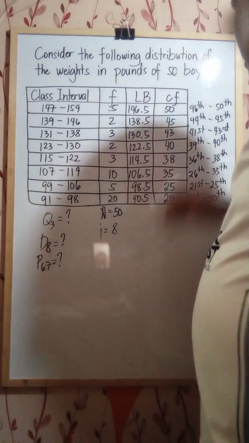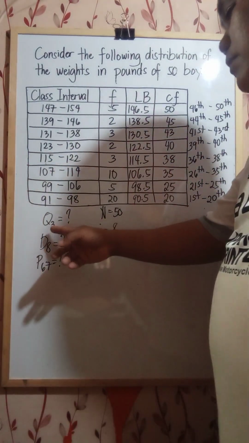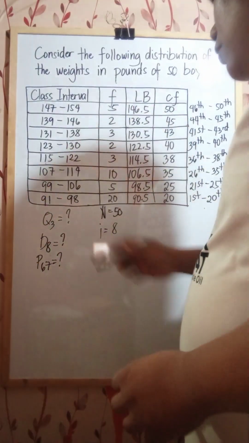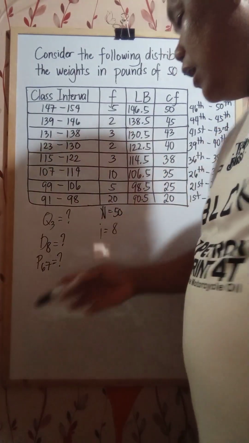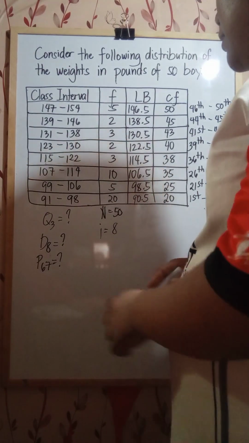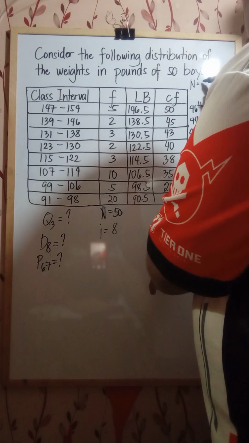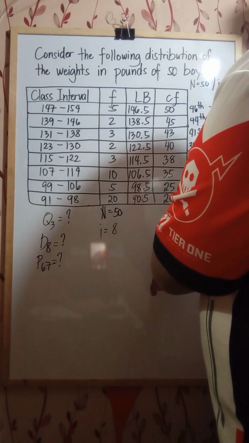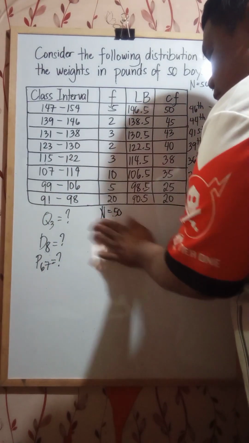Okay? So let us find out the Q sub 3, D sub 8, and P sub 67. What we will do is introduce the formula for finding quartiles, deciles, or percentiles. I will put here n equals 50. Then you have the I, which is 8. So let's start with the Q sub 3.